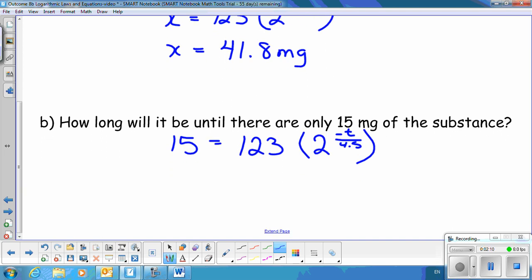Whenever we have our variable in the exponent, we're going to end up needing to use logs to help us solve it. So the first step is to divide by 123. Since it doesn't go evenly into 15, I'm just going to leave it as a fraction because I want my answer to be as accurate as possible.